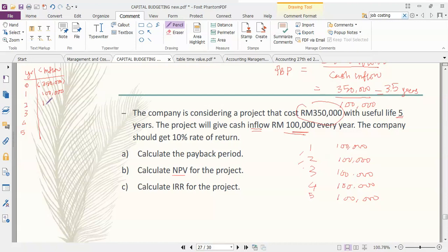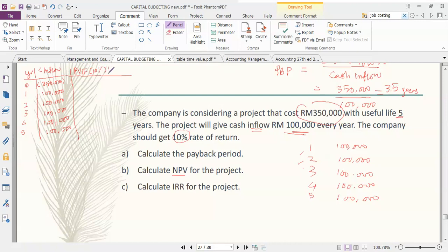Year second dia 100,000 juga. Year third dia 100,000. Year fourth dia 100,000. Fifth dia 100,000 juga. Okay, so lepas tu buka pula present value punya factor. Present value punya factor 10%.